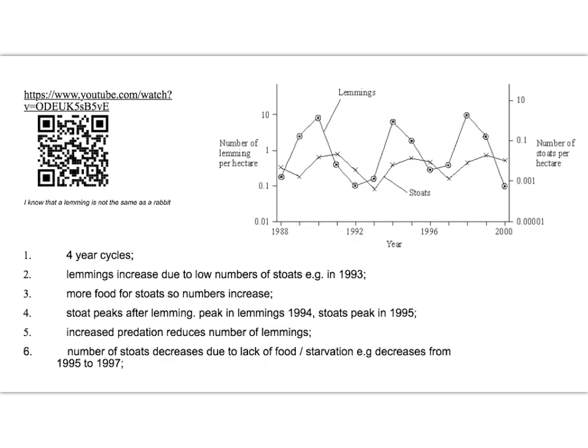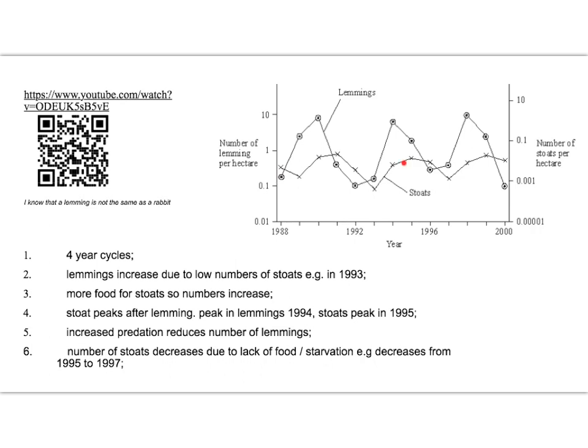First of all, you can start anywhere within the cycle really, unless the question directs you. So I'm going to start that lemmings increased due to low numbers of stoats in 1993. So you can see here a trough in stoats, so very low numbers. You can see at that point the lemmings start to increase after that. That's because as the lemmings start to increase, there's more food for stoats, so they start to increase. The stoat peaks after the lemming, so the predator is peaking after the prey. So the peak in lemmings in 1994, and then after that you get a peak in stoats in 1995.